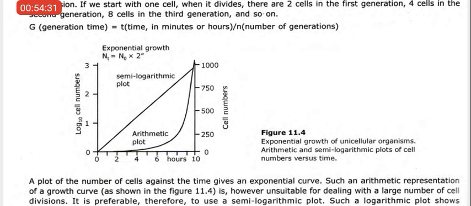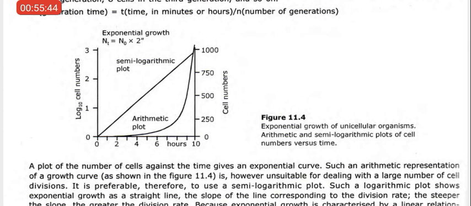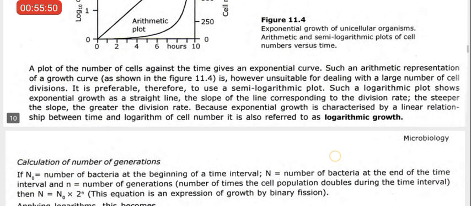Exponential growth, Nt is equal to N0 into 2 raised to n. Then an arithmetic plot is shown, and a semi-logarithmic plot is shown. Exponential growth of unicellular organisms: arithmetic and semi-logarithmic plots of cell number versus time. A plot of the number of cells against the time gives an exponential curve.